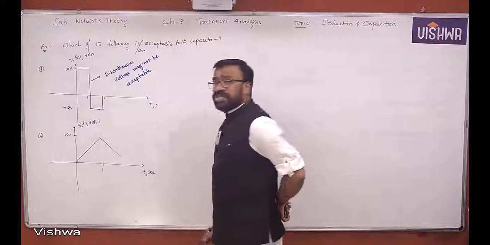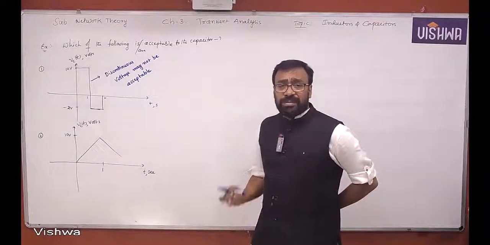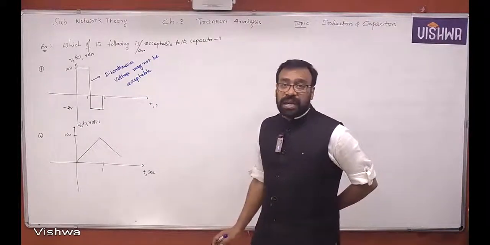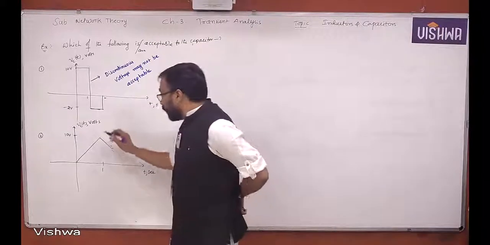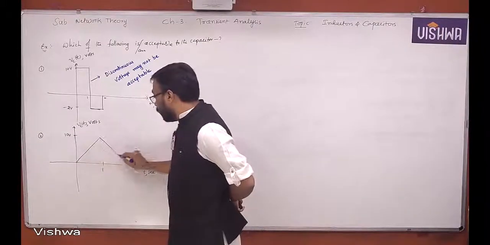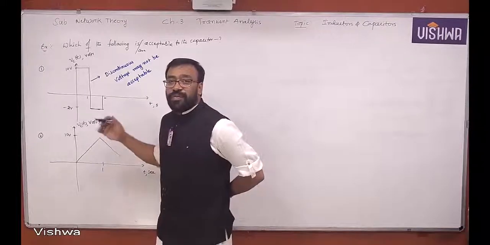Discontinuous voltage across the capacitor may not be acceptable. Understand all of you, okay? Now, what about this particular one? It is a continuous voltage, yes or no? There is no sudden fall from one value to other value.